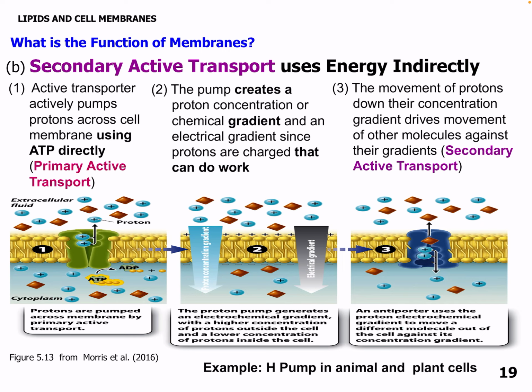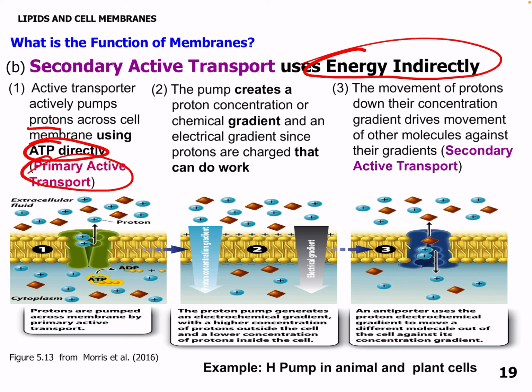So in secondary active transport, we use energy indirectly. So here we can see we have active transporter pumps protons across the cell membrane using ATP directly. Again, this is using primary active transport. This creates a proton concentration or chemical gradient and electrical gradients, since protons are charged, that can do work. The movement of protons down their concentration gradient drives movement of other molecules against their gradients, again through secondary active transport. So for example, protons are pumped across the membranes by primary active transport.